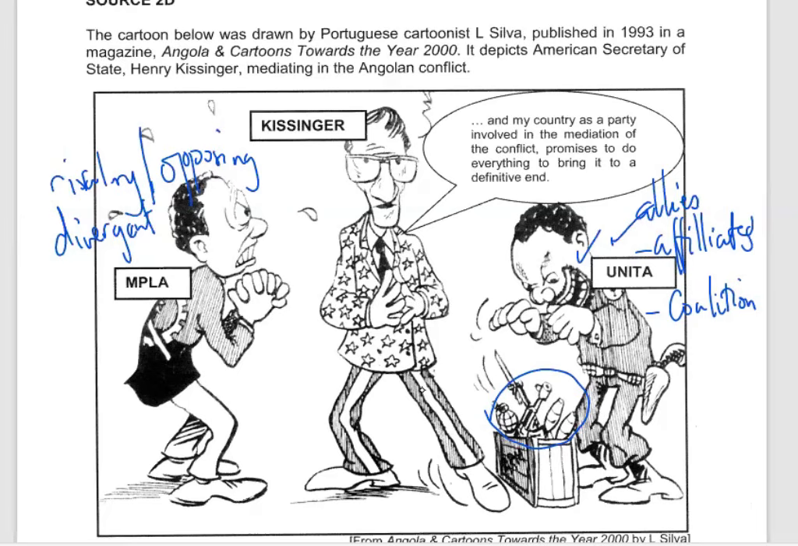And also, if you check here, this guy is showing that he's even scared. We can see that the relationship here is one of distrust. There is a lack of trust with this guy towards Kissinger here, who is representing the USA.